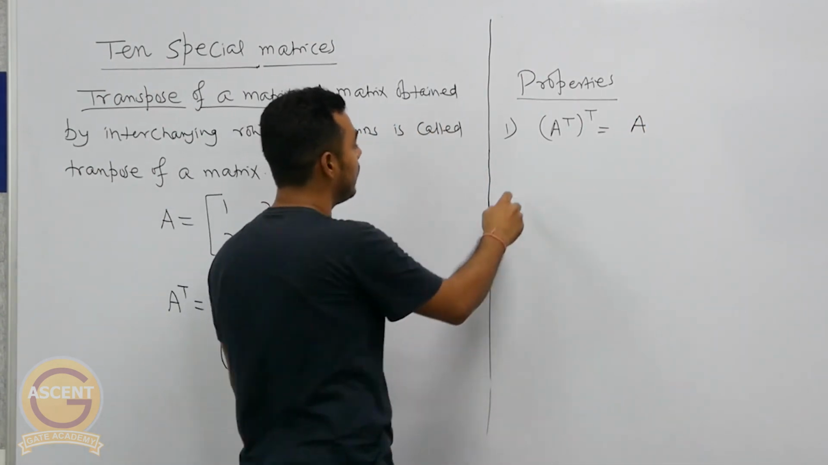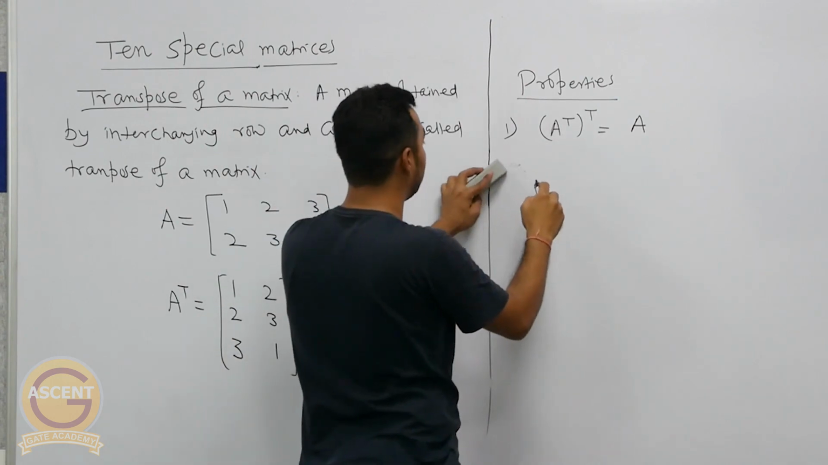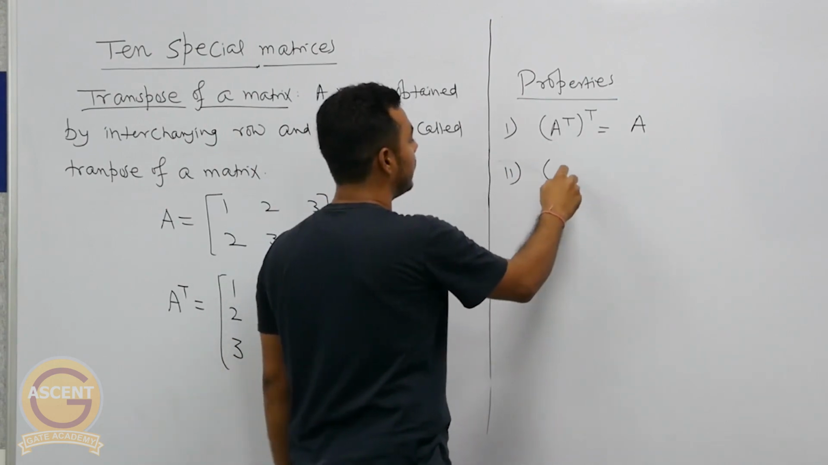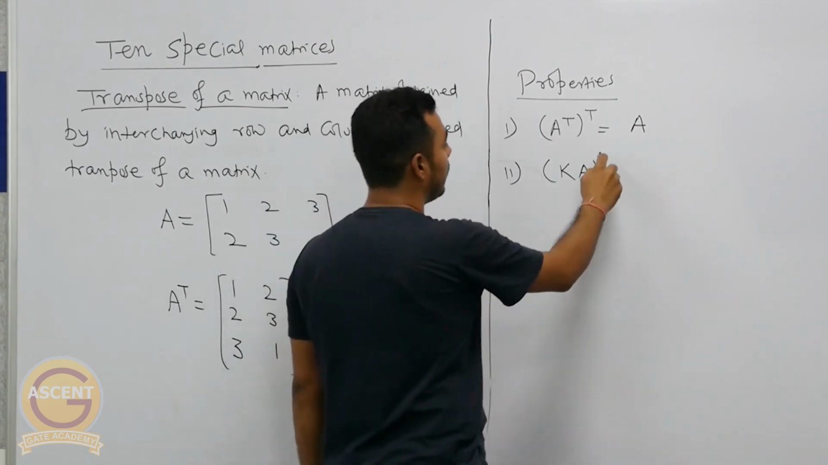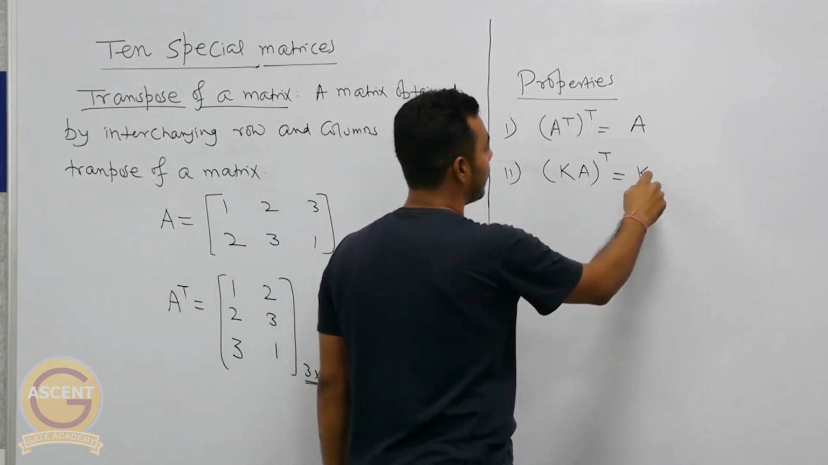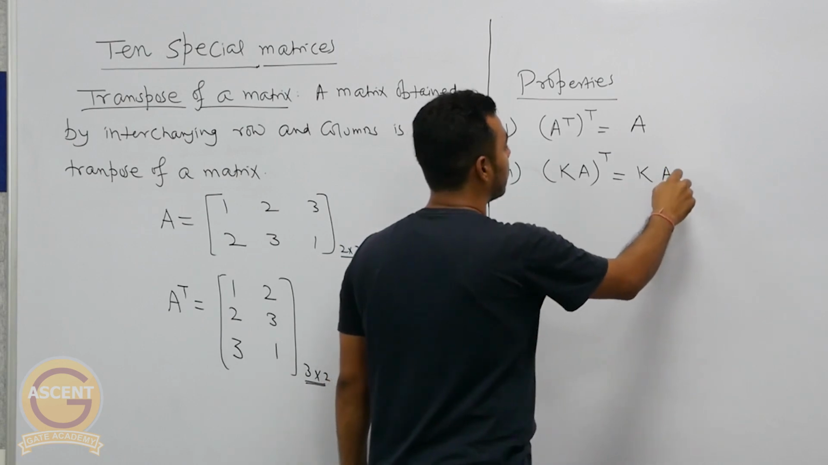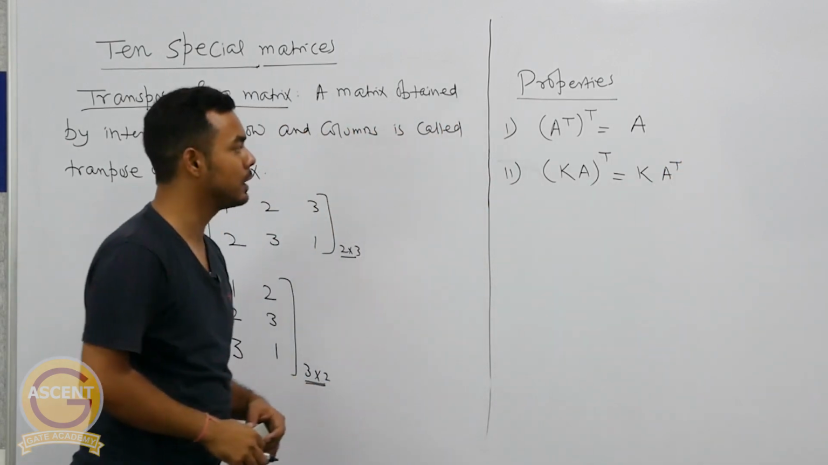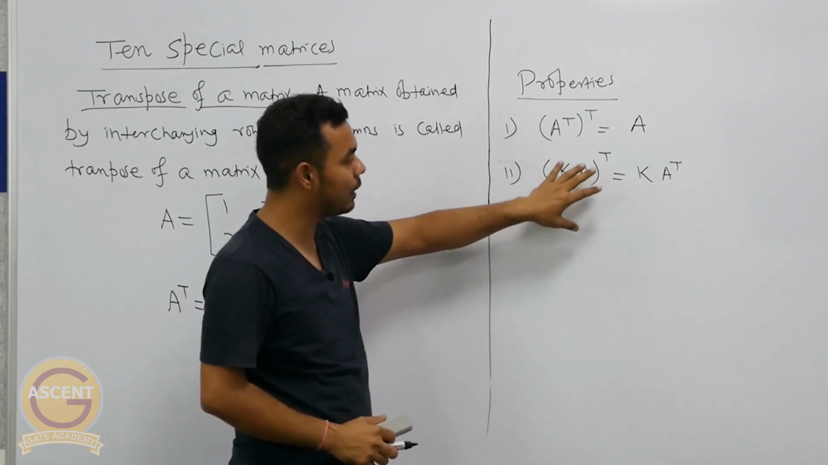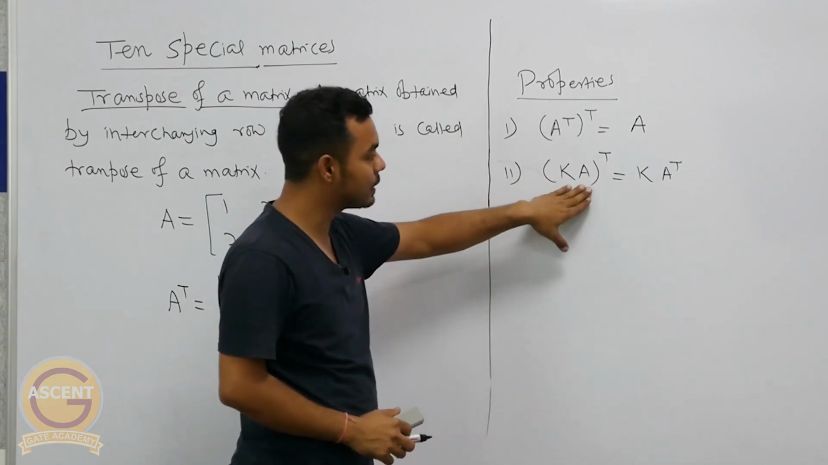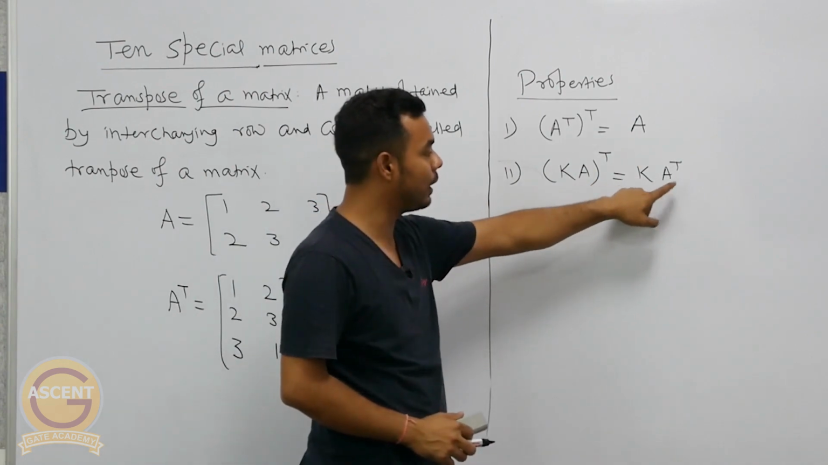Now the second property is that suppose K is some constant and A is some matrix, then the transpose of K into A will be, you can take K outside, K times the transpose of A. So this is our second property: transpose of KA is K into A transpose.